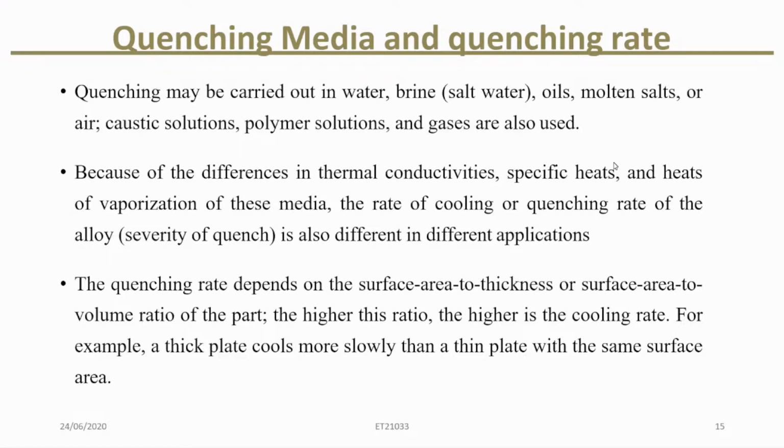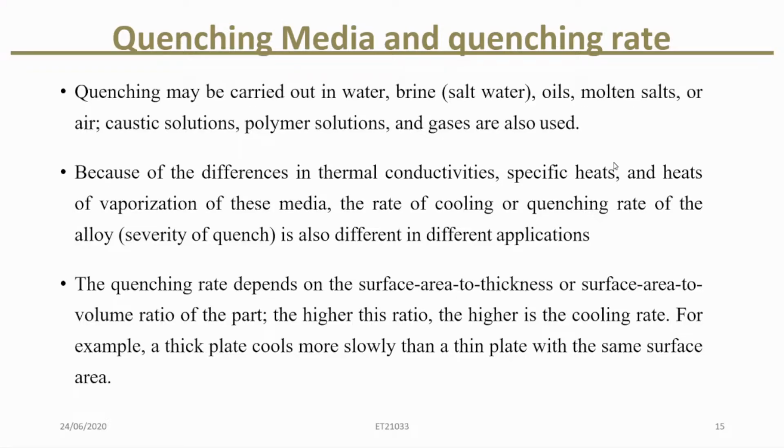Each liquid or gas pulls heat away at a different speed because they have different abilities to carry heat, store heat, and make vapor. So water and brine are usually very fast. Oil is moderate, and air and gas are very slow. And the polymers can be tuned in between.